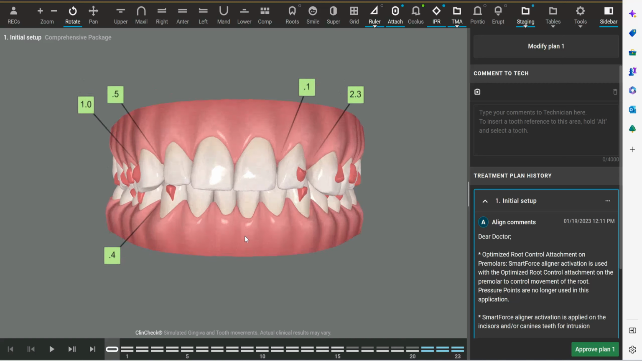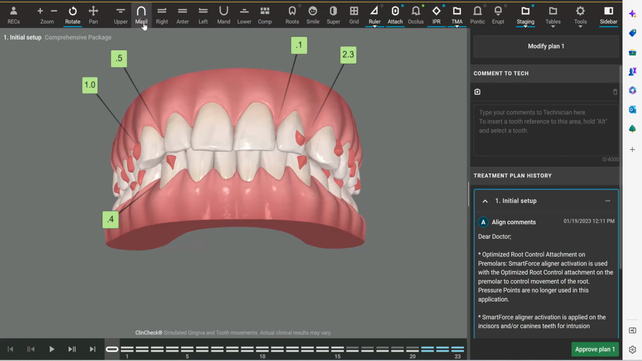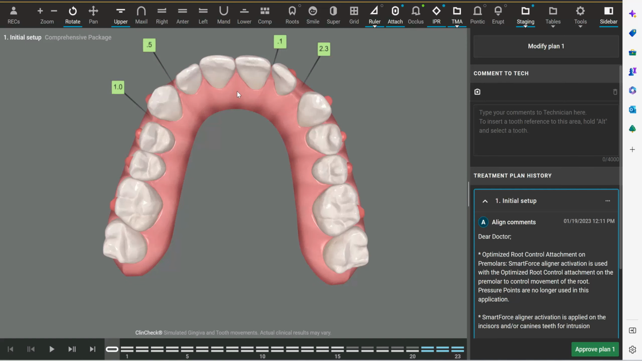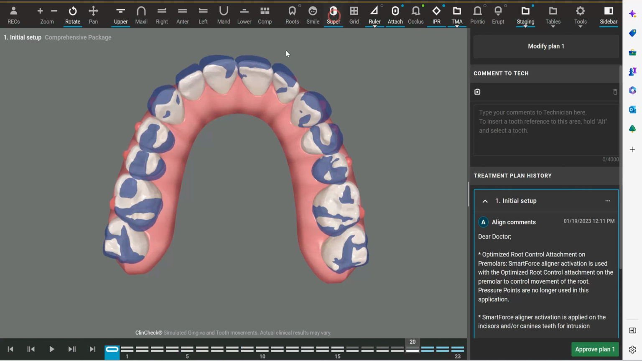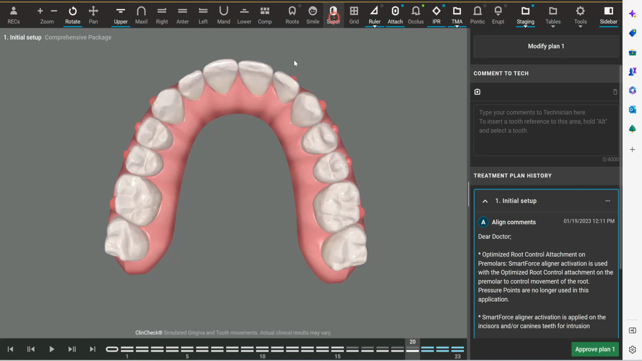Let's look at this case. This is a spacing case. There's a lot of spacing, and the treatment plan closed all the spacing and performed the necessary lingual retraction to do that. If you look at the superimposition tool, the amount of retraction actually isn't too bad. So you look at this and you go, hey, that's going to work out well.